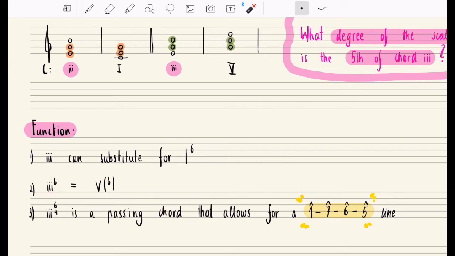Now the third function is for 3 in the second inversion, and 3/6/4 is a passing chord that allows for a first, seventh, sixth, fifth degree of the scale line. So if you imagine a bass line, up until now, we weren't able to write a bass line that would go stepwise down from the first to the fifth degree of the scale. But now we will be able to do that using 3/6/4.